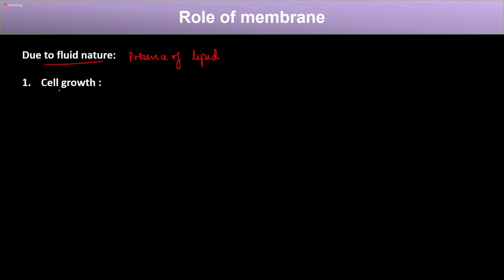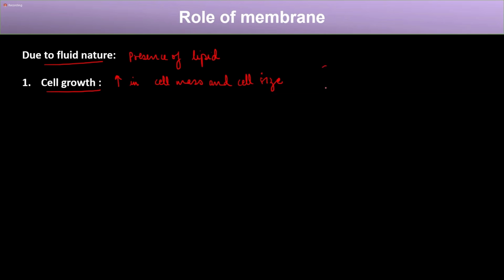One such role is cell growth. So, what do we mean by cell growth? It means increase in cell mass and cell size, right? So, cell growth means that the cell increases in its mass as well as in its size. In order to accommodate this, a cell has to increase its boundary as well, right?